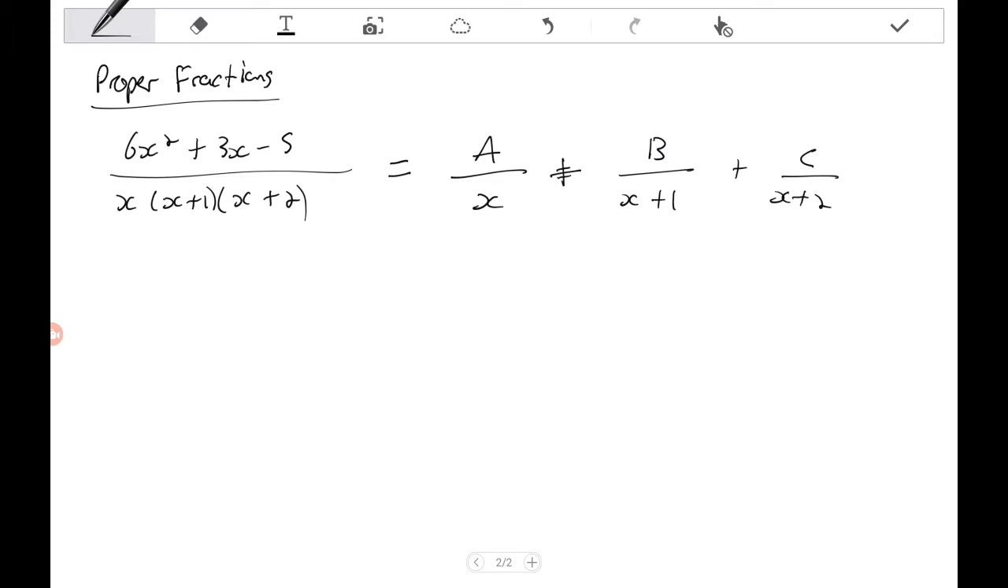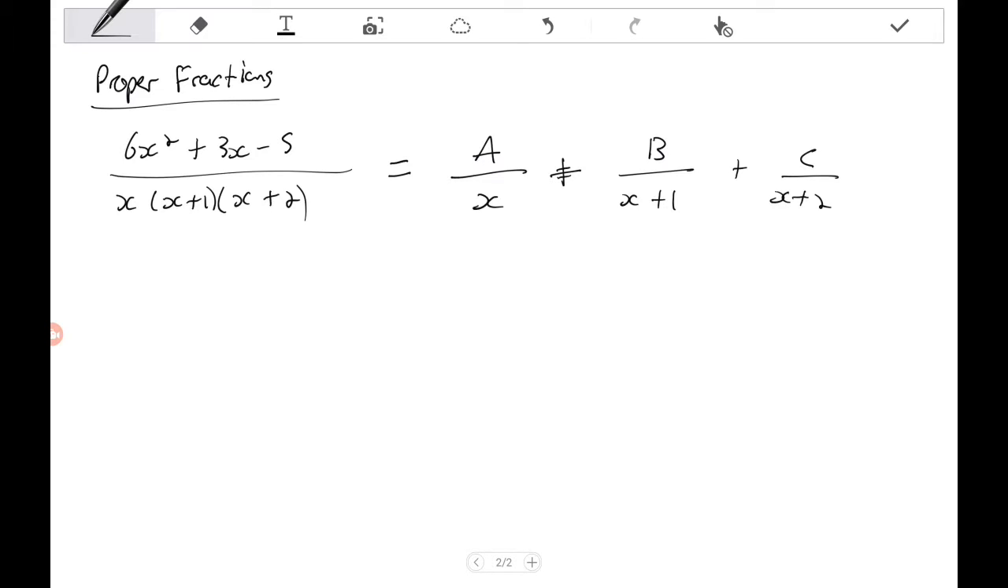We want to take one massive fraction that we've got like this, which may be, for example, very difficult for us to integrate, and we want to express it as three separate fractions, each of which we could integrate quite happily. So the way that we do this is we solve this equation. Now we have this set up here. We need to find values of a, b, and c that satisfy this statement.